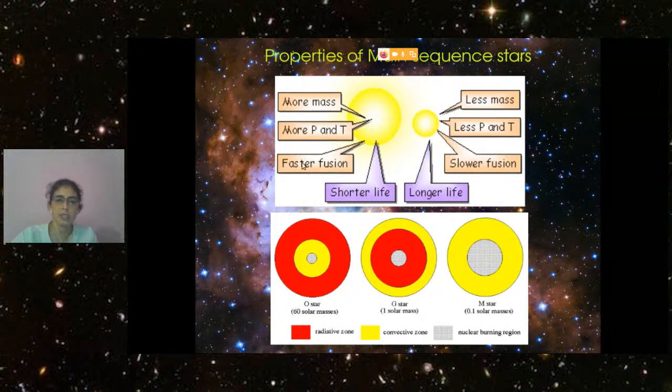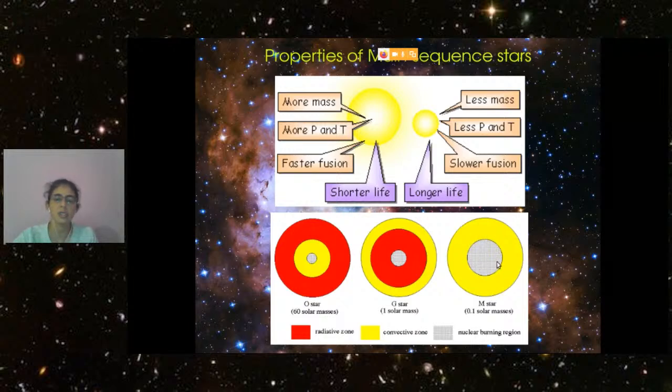So this, for example, shows the different phases of the star. In an O-type star, which is like 60 solar masses, 60 times the mass of the sun, nuclear fusion is happening only at the very core. But here, for example, if you consider an M-type star, which has 1/10 the mass of the sun, then there is nuclear fusion happening in a larger region, and it happens very slowly. The temperature and pressure are low enough.